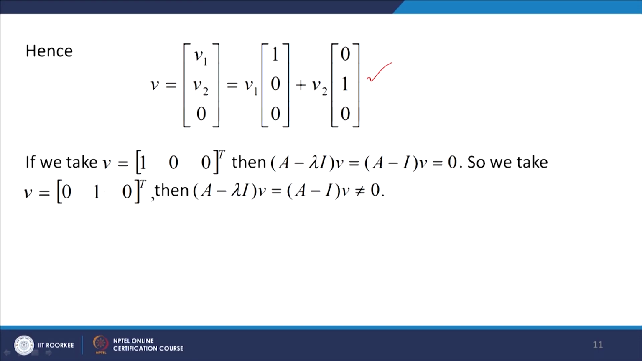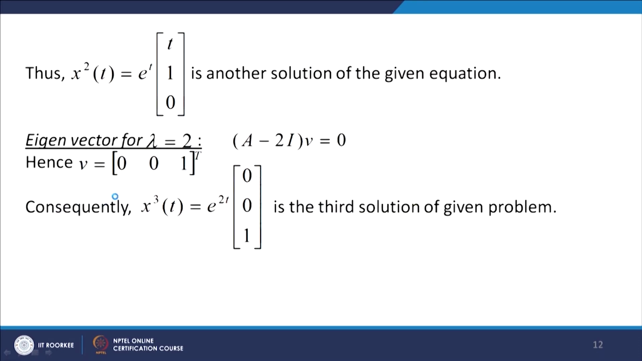So, we take (0, 0, 1) transpose, and then (A minus lambda I) b is not equal to 0. This you can check: (A minus lambda I) b is not equal to 0 if you take b to be the vector (0, 0, 1). Thus, x2(t) is equal to e to the power lambda t, lambda is 1 here, and then let us find x2(t).